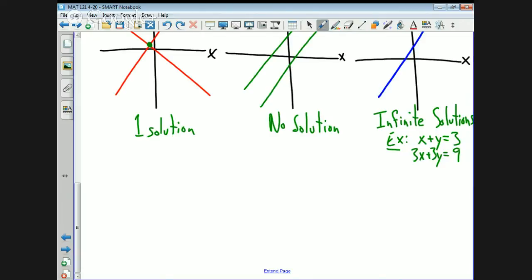So all the same points that would satisfy the first equation would also satisfy the second, which means that you will have infinite solutions to that system. And we will have to work with this type for the way they want the answers written. And again, I'll demonstrate that in the examples.